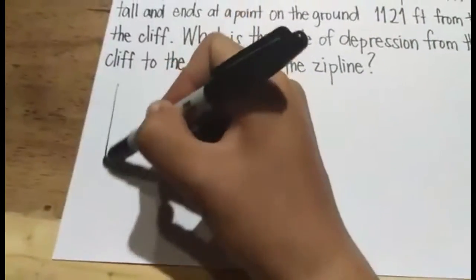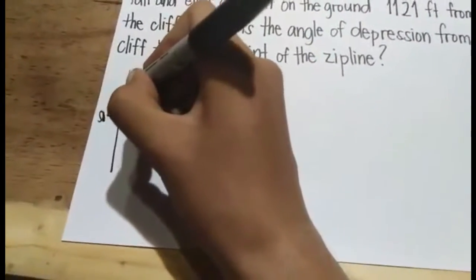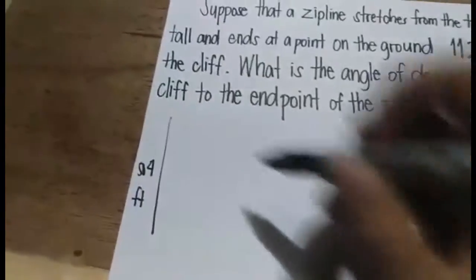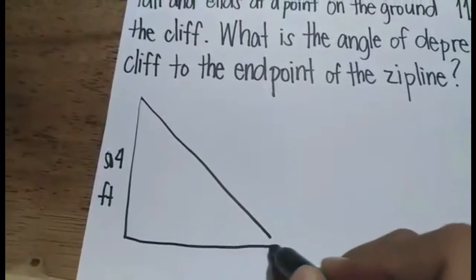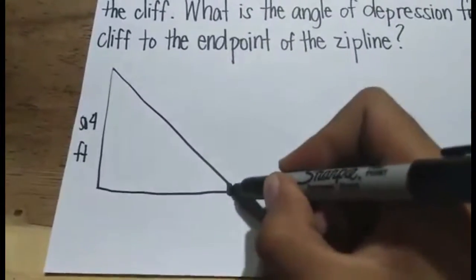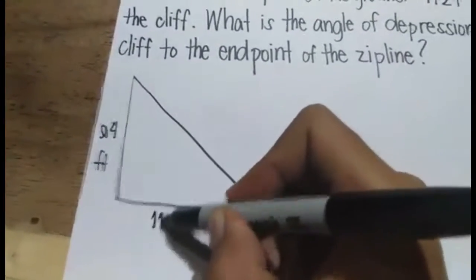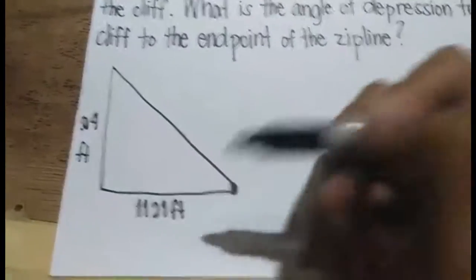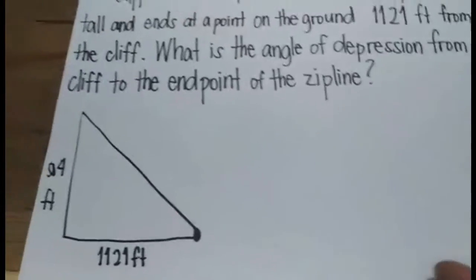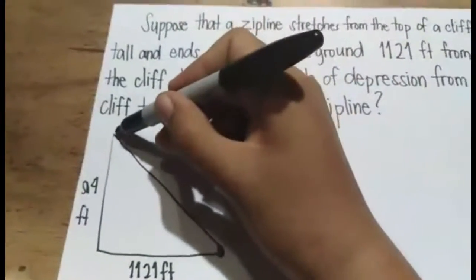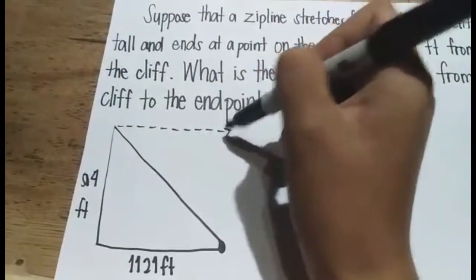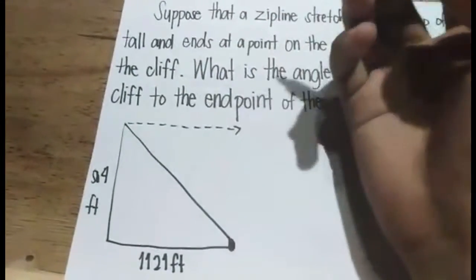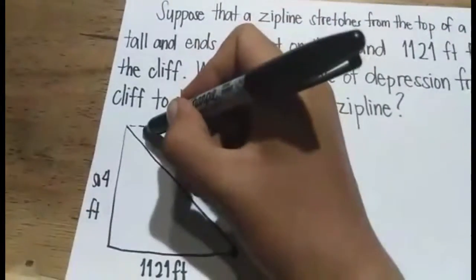Suppose that this line is the 504 feet cliff, and this is the zip line, and this is the ground. This is the end point of the zip line, and this is the 1121 feet. And since the reference is the top of the cliff, we will draw a reference line here, and this is our angle of depression. It could be represented by a Greek letter theta.